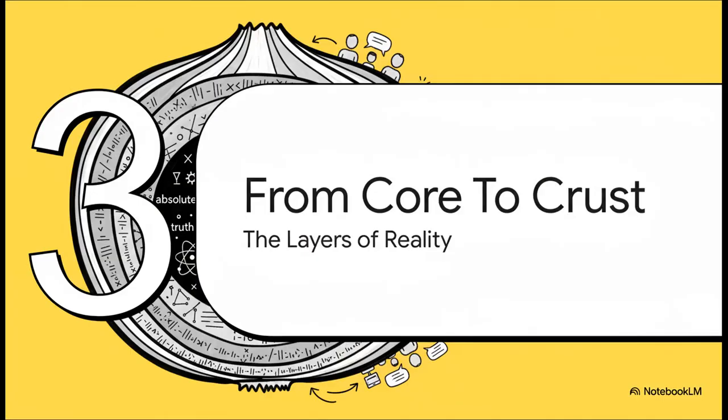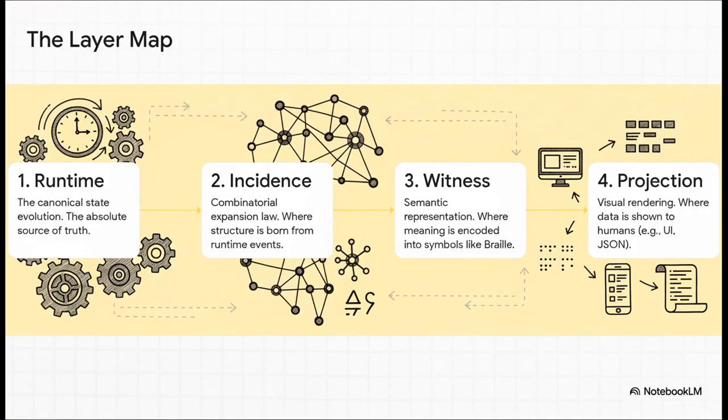All right, so how on earth do you build something like this? Well, you can think of it as being structured in layers, kind of like an onion. We're going to start at the very center, at the core truth, and peel our way outwards to the crust, the part that we humans actually see and interact with. Right at the core, you have the runtime. This is it, the absolute canonical truth of what is happening step by step.